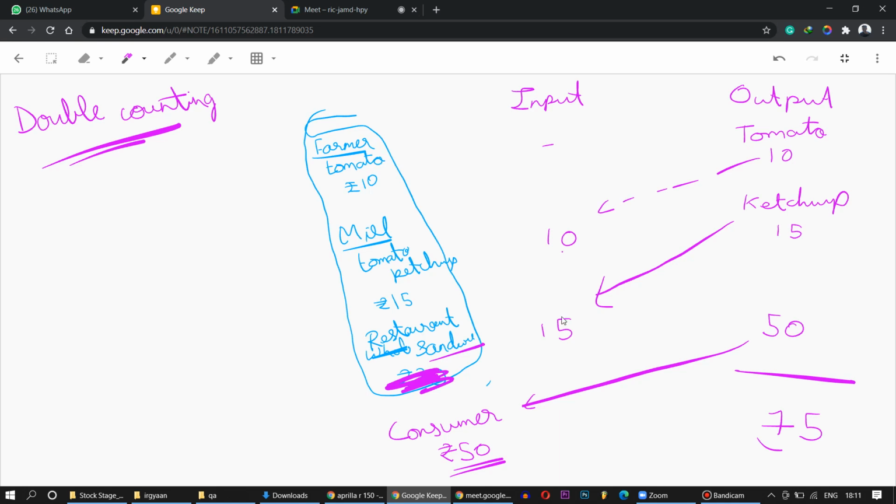And why is it showing 75? Because we are counting these two again and again. This is our value added. In economics, this is the value which is added, 10 and 15. Every single input that we take, we add some value, right? We took this input, we added value to it. And that is why double counting exists.